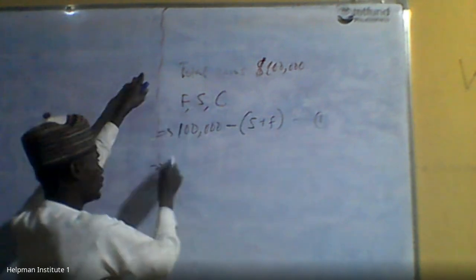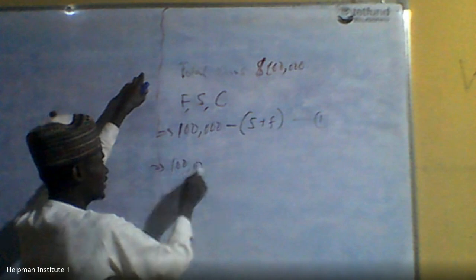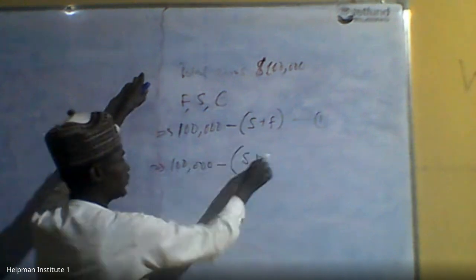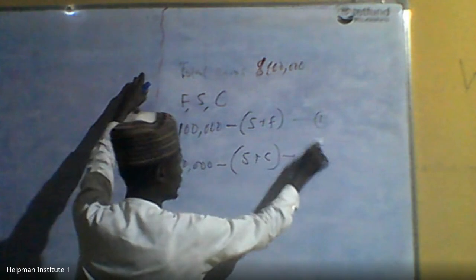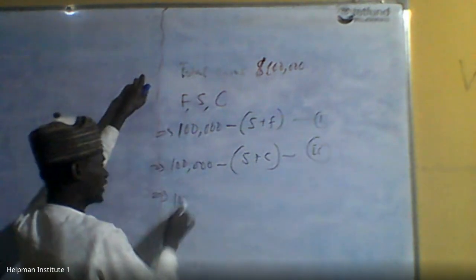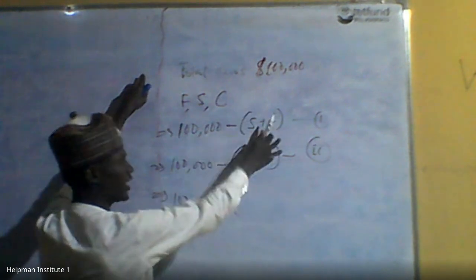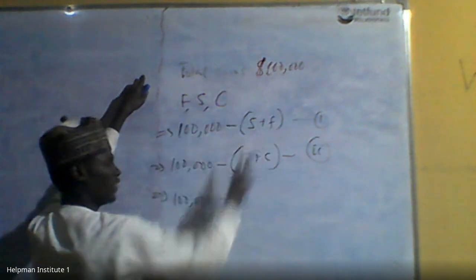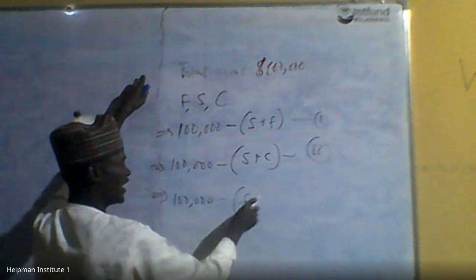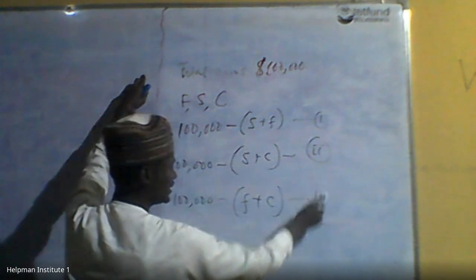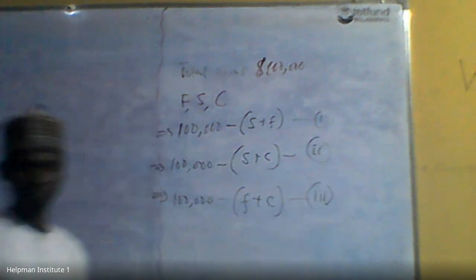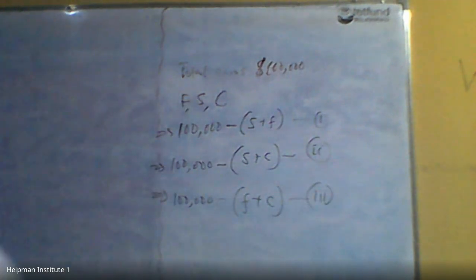The second one will now be $100,000 profit minus the S plus the charitable contribution. We call it equation 2. The third one will be the total company income minus the state. Since here we have the state and federal, the second equation is the state and contribution, while the last one will be the federal and the contribution. This will be expression 3. So now we have three different relations. As we can see, we have three different relationships.